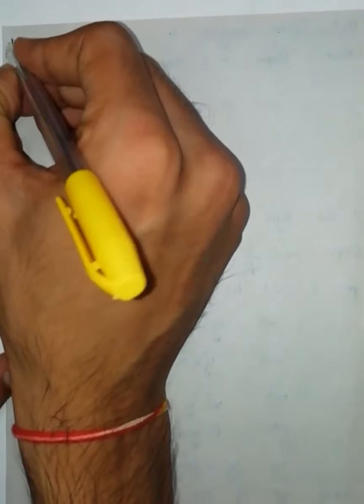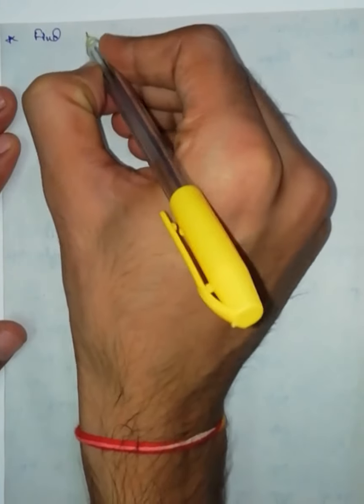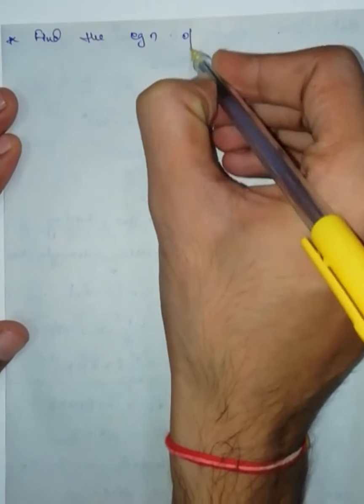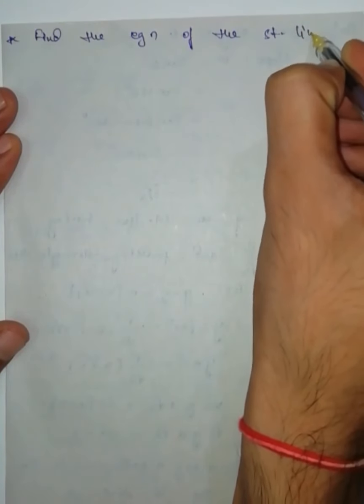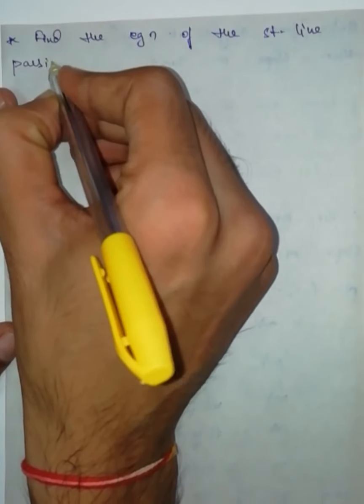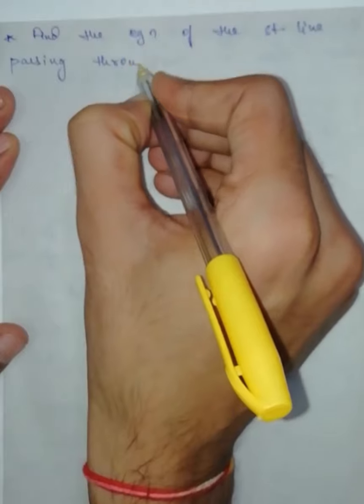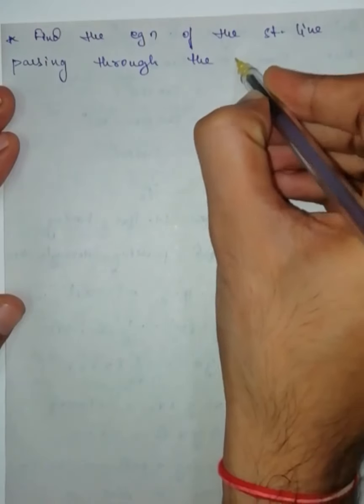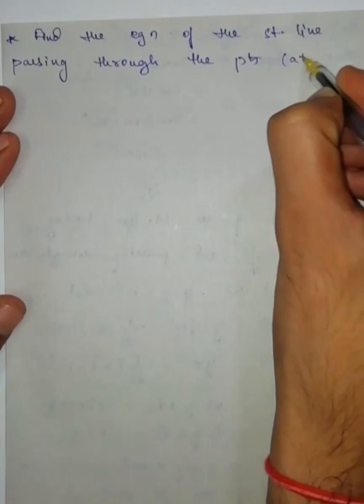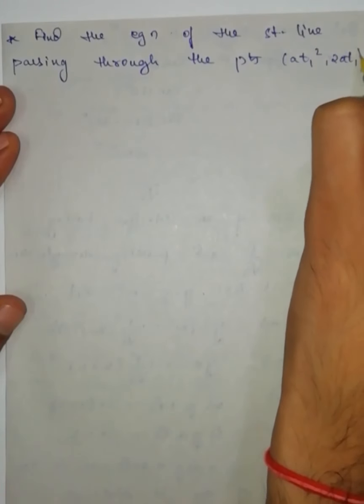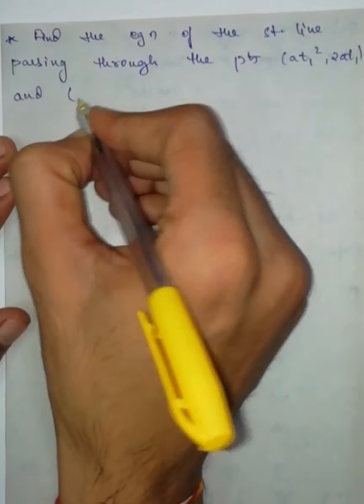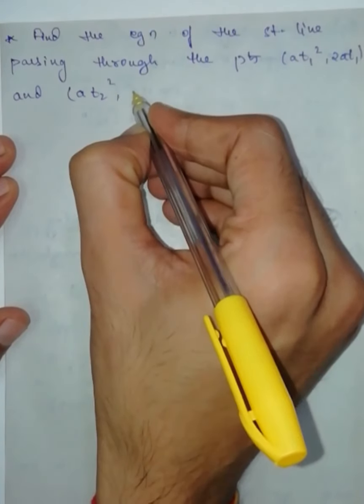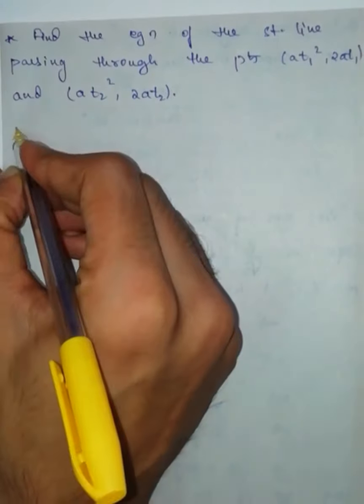Now, next problem. Find the equation of the straight line passing through the points a t1 square comma 2a t1 and a t2 square comma 2a t2. Solution.